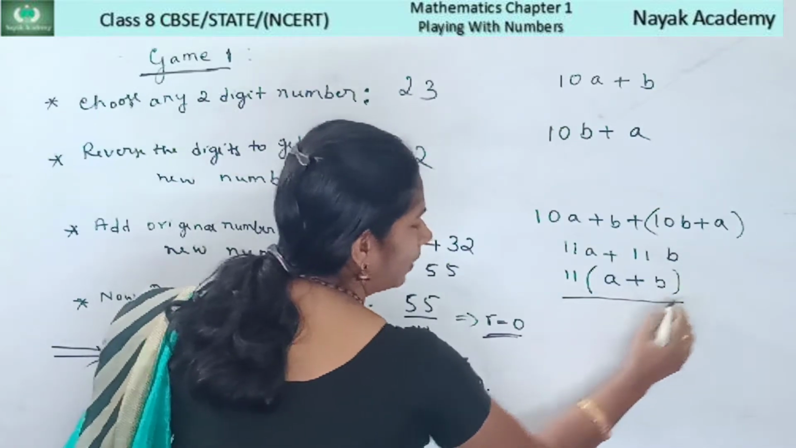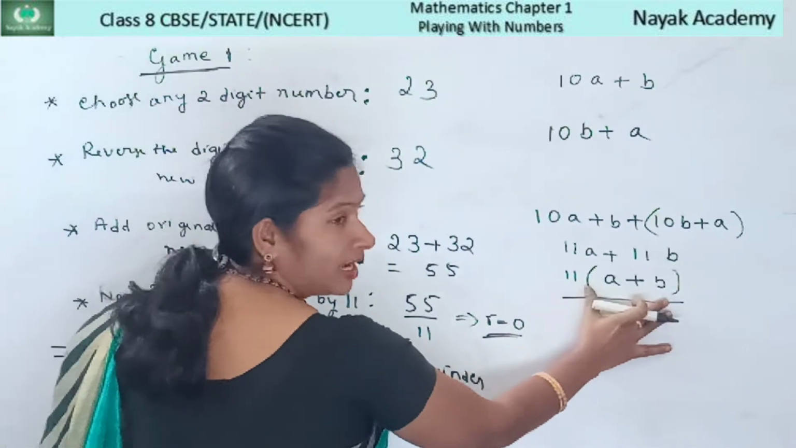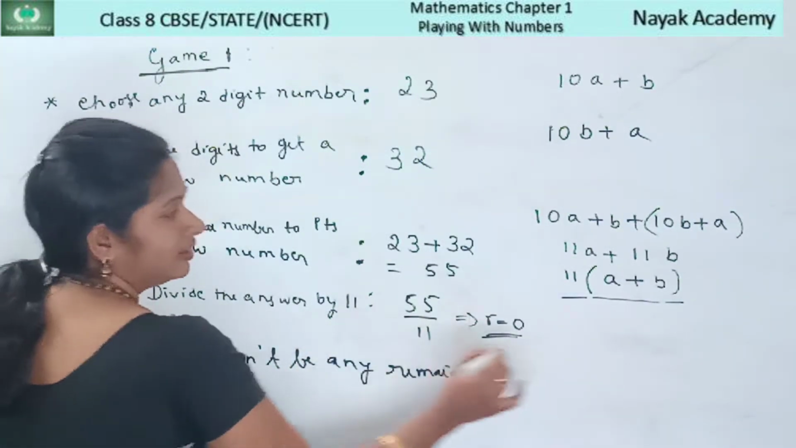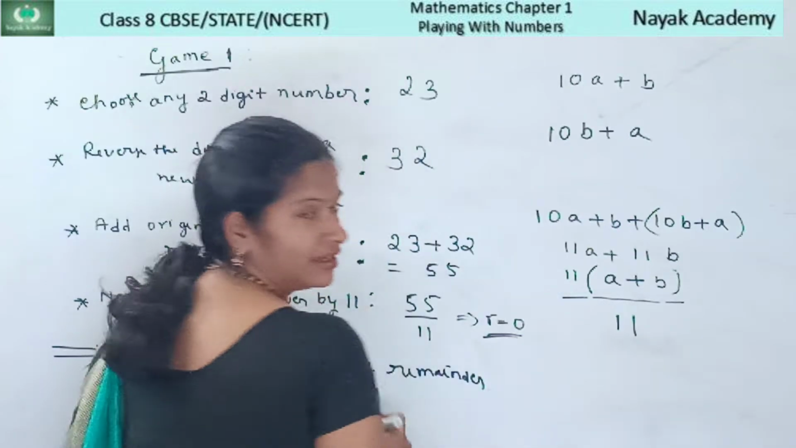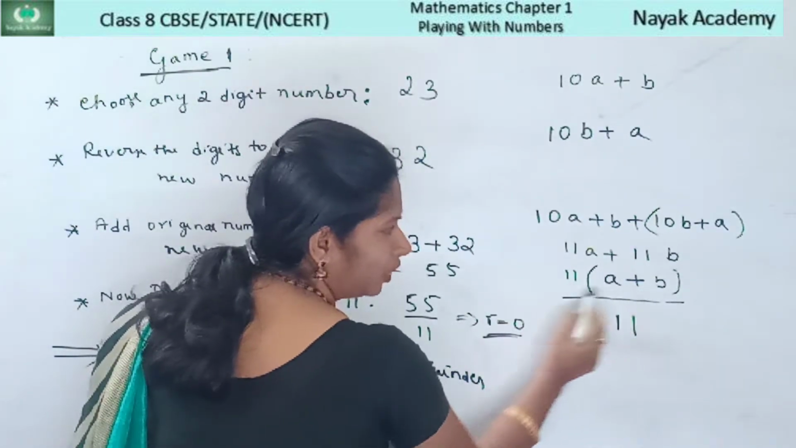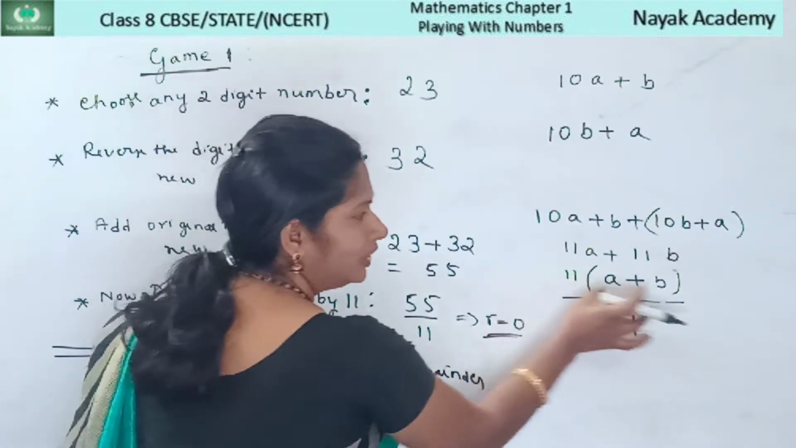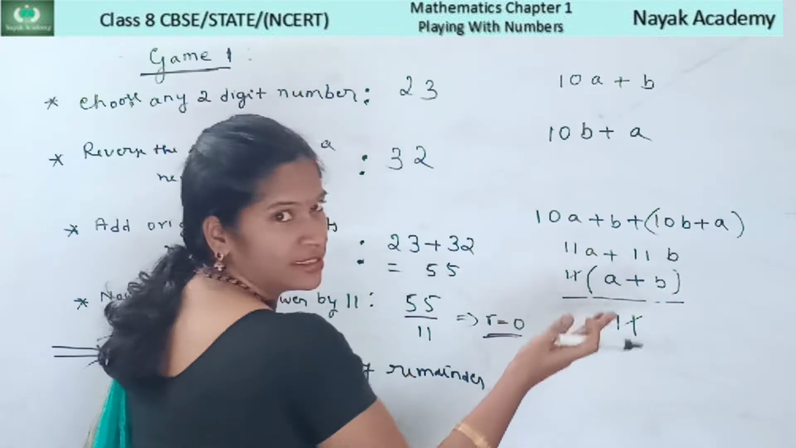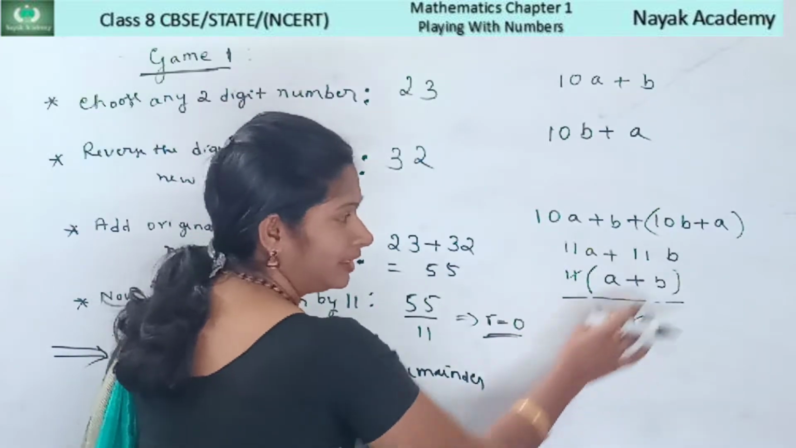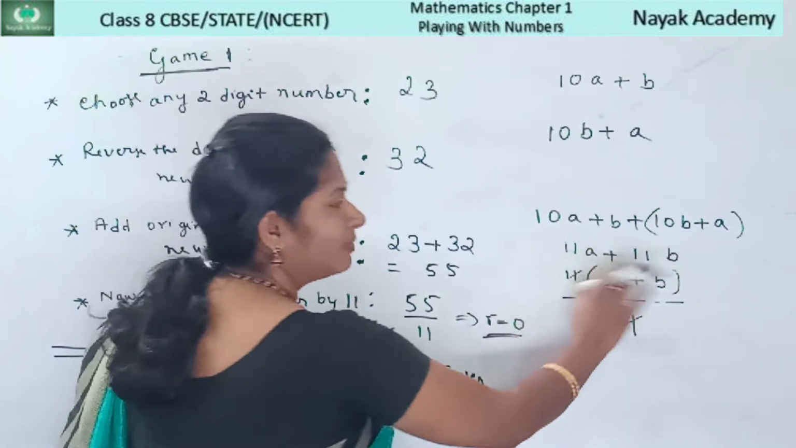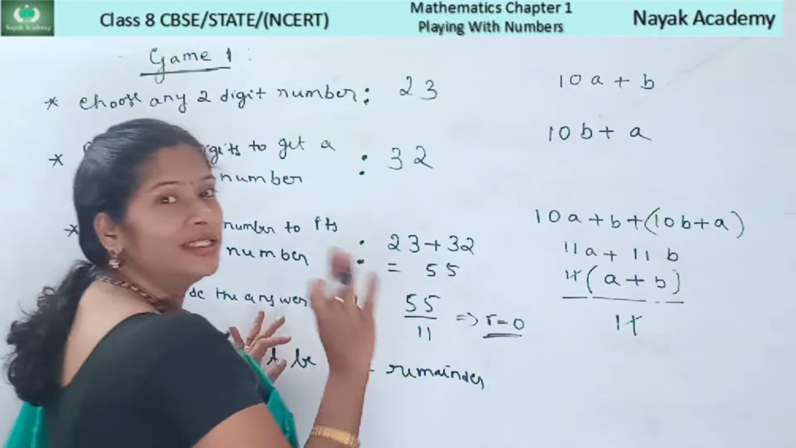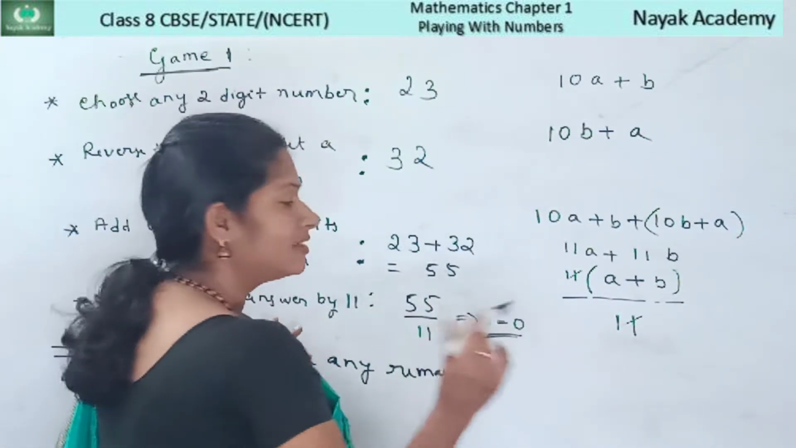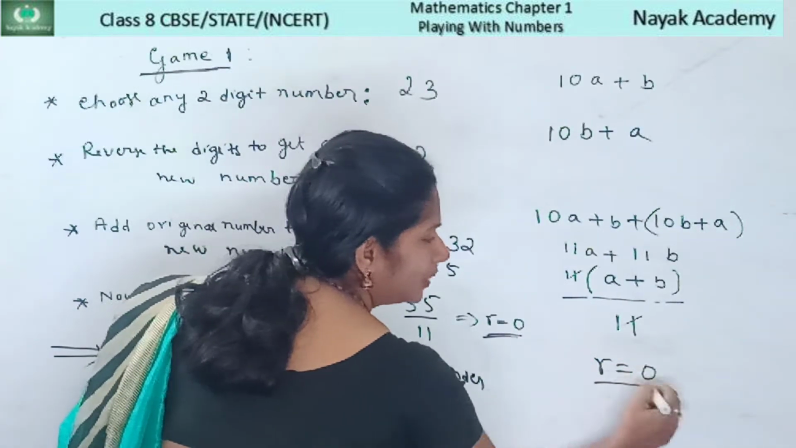This is the answer now. Next we asked, divide the answer by 11. If you divide the answer by 11, it is a multiple of 11. 11 into A plus B is a multiple of 11, so 11 gets cancelled. Got it? You will get A plus B as a quotient. So it is always divisible by 11 and you will get remainder 0.